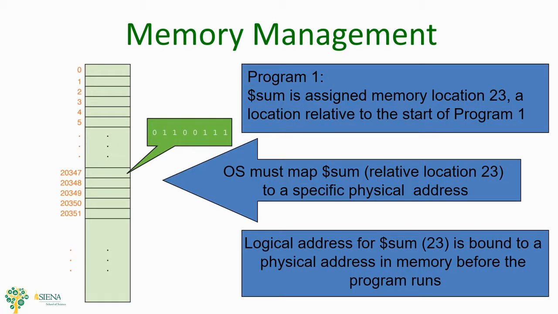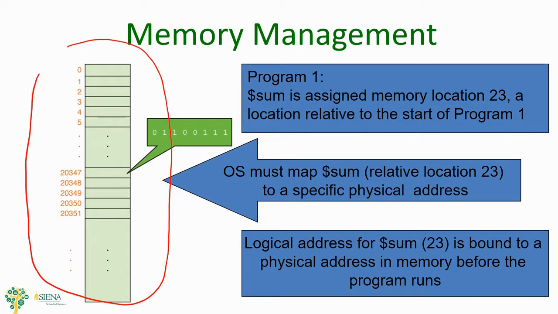So let's assume that our memory is here on the left side of the screen. And we're going to say that when we wrote our assembly language program, we used address 23 for our variable $sum. Now, while it's 23 in our assembly language program, it is not going to get loaded at the beginning of memory. It is going to get loaded somewhere in the middle. And the operating system needs to map that address 23 to its physical location.